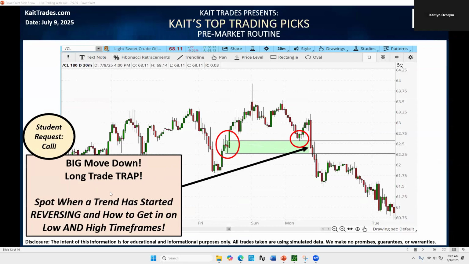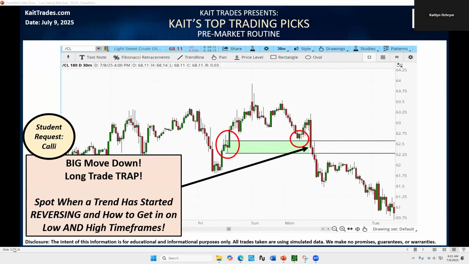So the request on this one from Callie that I wanted to incorporate is, when has a trend started reversing? And for Callie, she spends a lot of time on the low time frames with crude oil. So I wanted to include this for her. But I also want to show you those tips and tricks to understand when the trend has started reversing on the high time frames as well as the low time frames, so that we understand what direction we're looking to trade in. In this case, we were looking for the short trade. So this was key at this point.